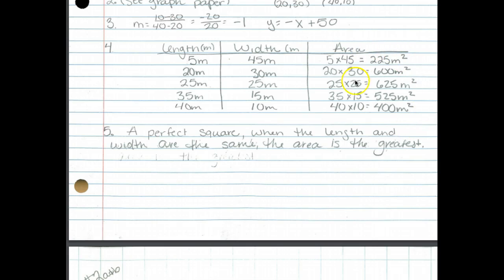So again, you can see that the dimensions the adventurers chose for their rectangles determined how much area of land they had.